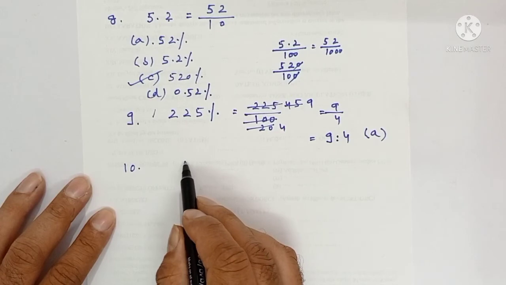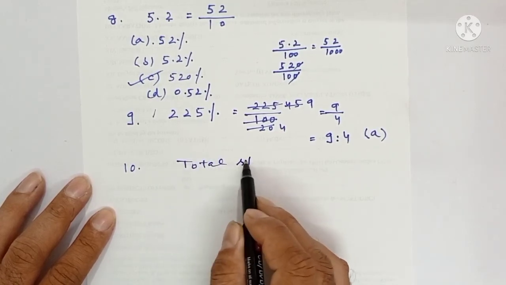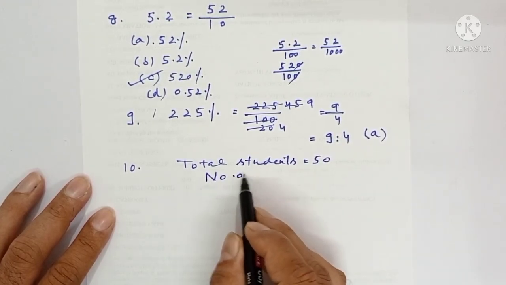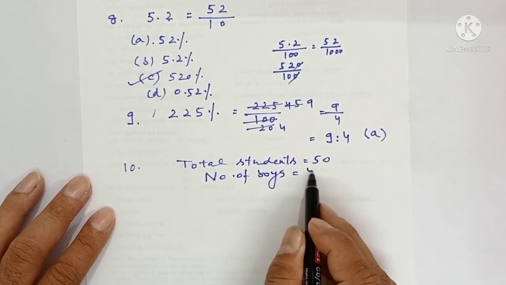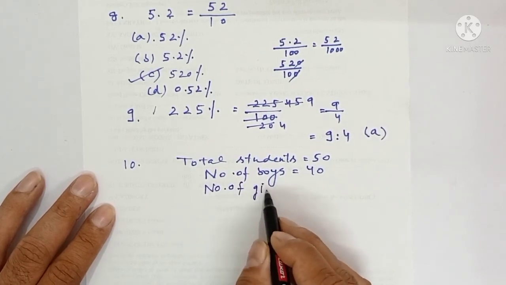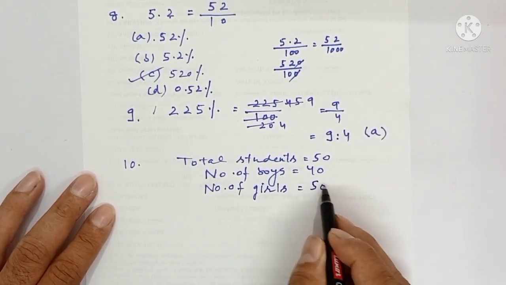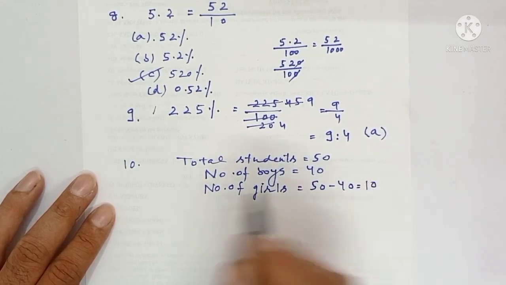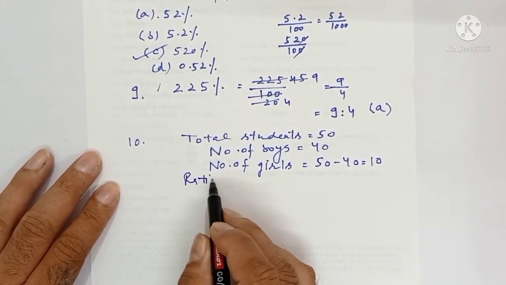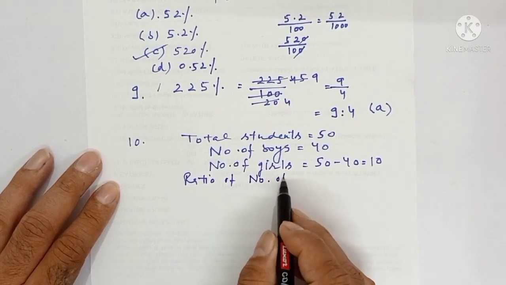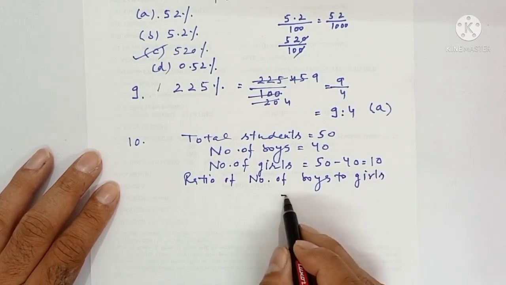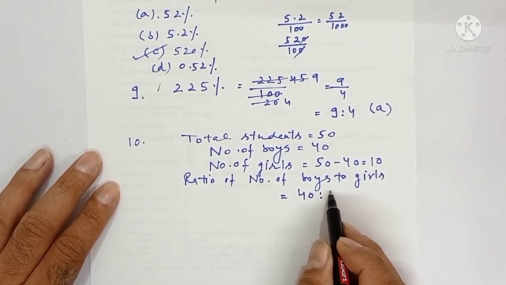Now question number 10. There are 50 students in a class, so total students are 50. Then boys are 40, number of boys 40. And the rest are girls. So number of girls will be how many? From the total students you subtract the boys, that is 10. So he is asking the ratio of number of boys to number of girls. So boys are 40 and girls are 10.